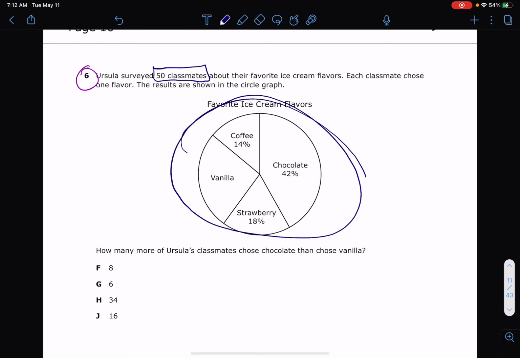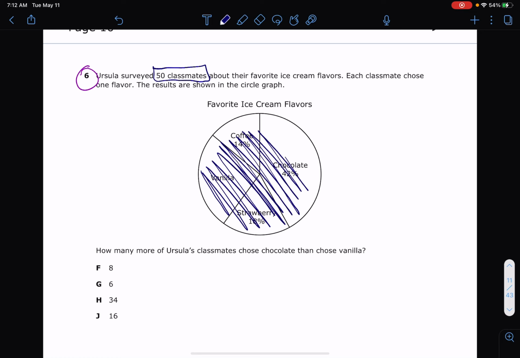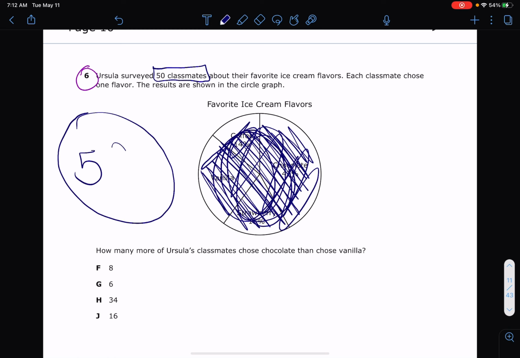What the graph, la gráfica significa is that all of this is 50 classmates. Ese círculo significa que son los 50. They are the 50 classmates.